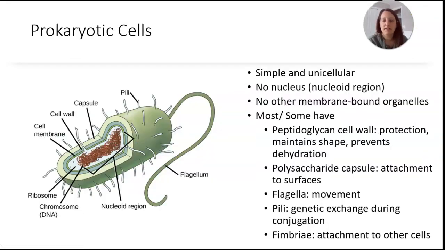Skip a slide. Just a little bit more information about prokaryotic cells. So again, they're relatively simple, unicellular. They don't have a nucleus. They do have a nucleoid region. They don't have any other membrane-bound organelles. So we're not going to see structures like the ER or the Golgi or lysosomes or peroxisomes or mitochondria or chloroplasts. Those do not exist in prokaryotic cells.